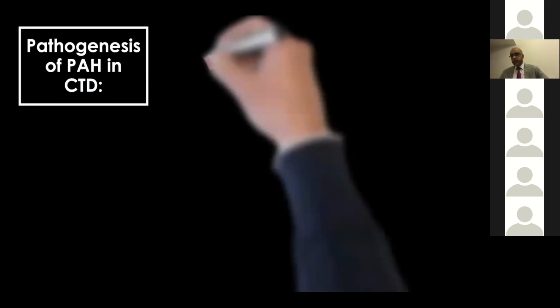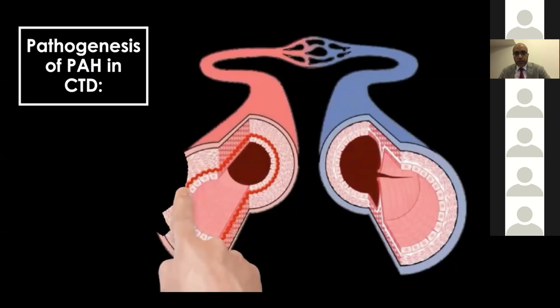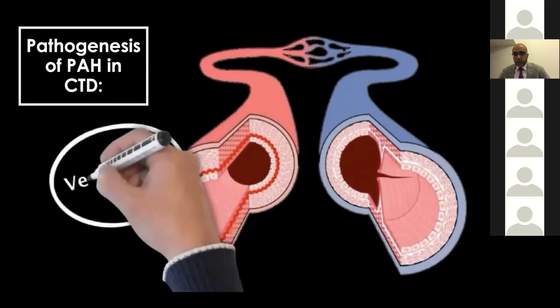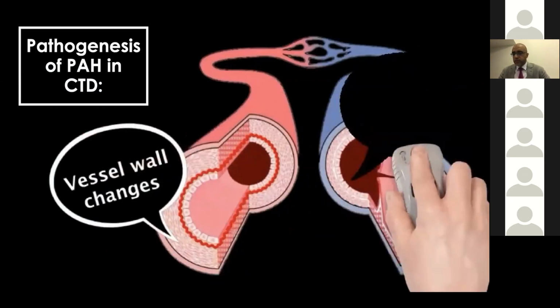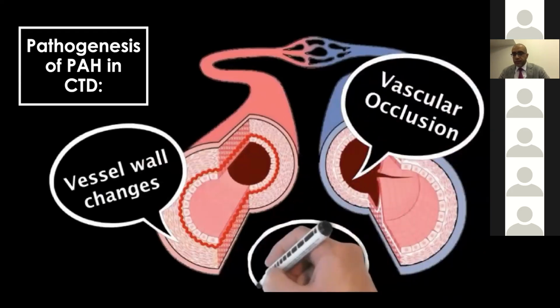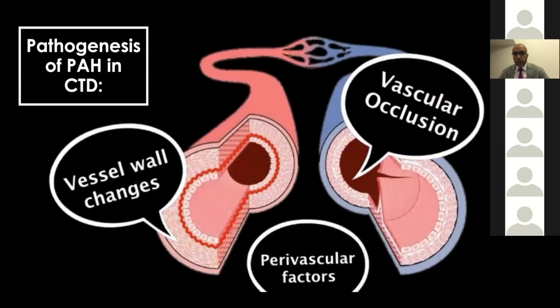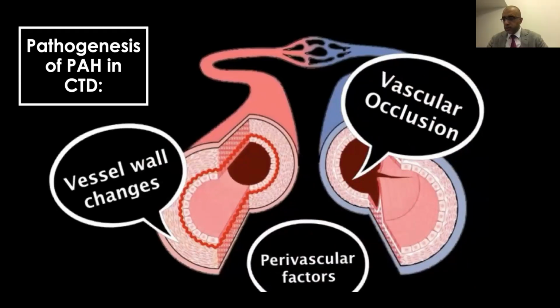Coming to the second point regarding pulmonary artery hypertension, which is the pathogenesis. What's the pathogenesis causing this hypertension among patients with connective tissue disease? There are a lot of theories, a lot of mechanisms that differ from one disease to another. I will try to summarize the postulated mechanisms and pathogenesis from the commonest one to the least common among patients with CTDs.